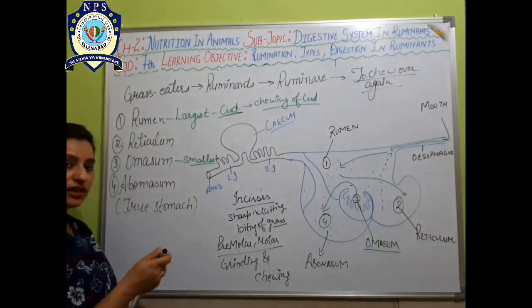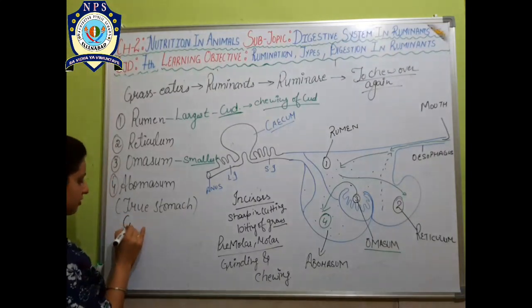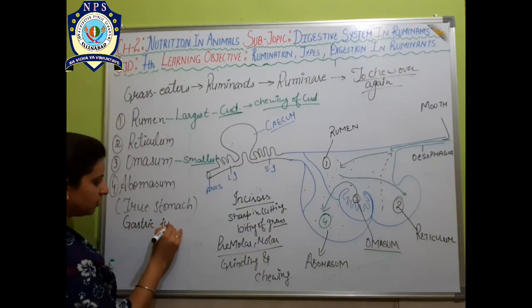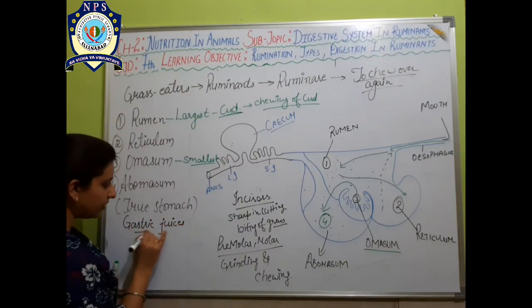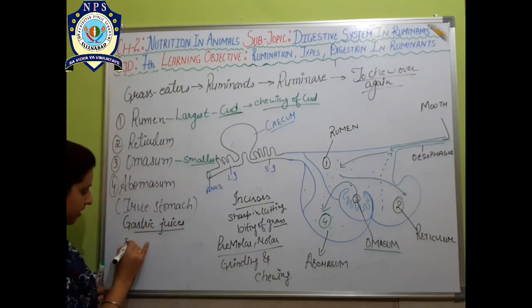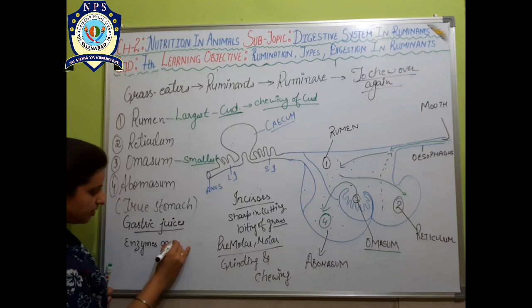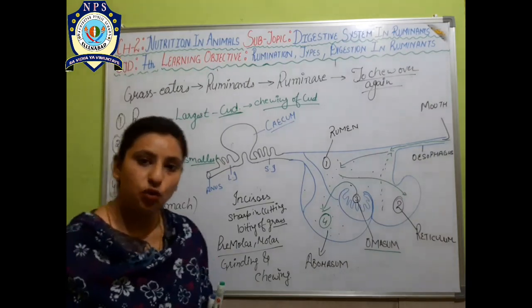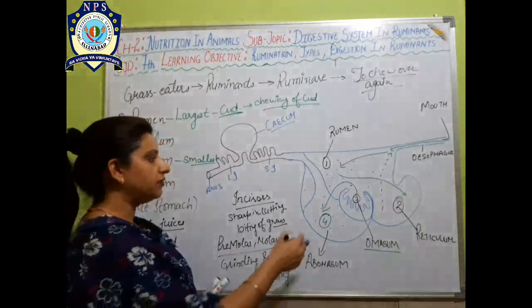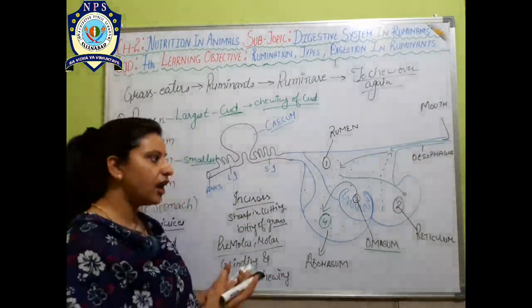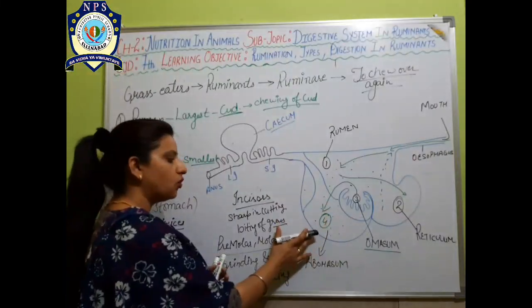Why? Because it contains gastric juices, and these gastric juices will release enzymes and HCl, hydrochloric acid, into the food, and that food will then move towards the small intestine. Here the absorption takes place, because digestion is all over here.